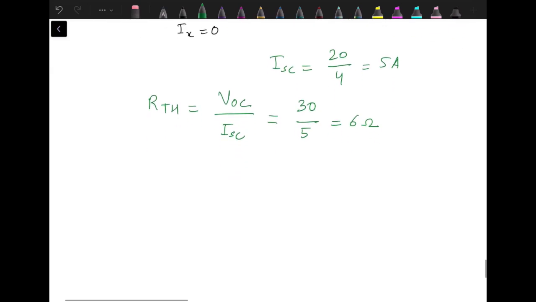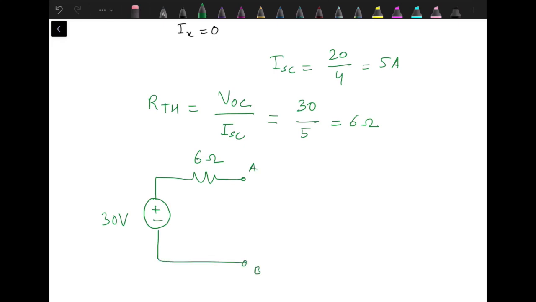The question was to find the current through the load resistance, that is the 9 ohm resistance, using Thevenin's theorem. So we need to draw its Thevenin equivalent: 30 volt in series with the Thevenin resistance, that is 6 ohm. Between A and B we connect the load resistance back, that is 9 ohm. So I 9 ohm is 30 upon 9 plus 6, which gives the answer as 2 ampere.